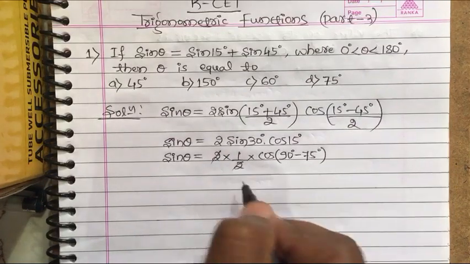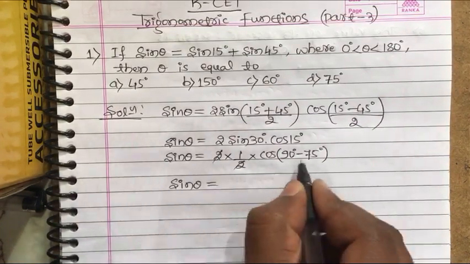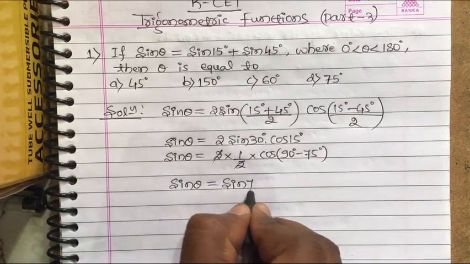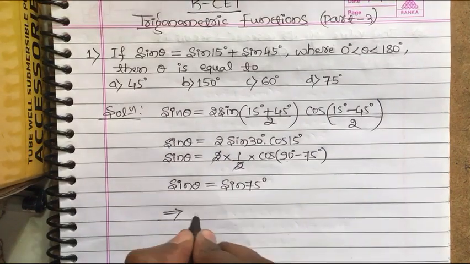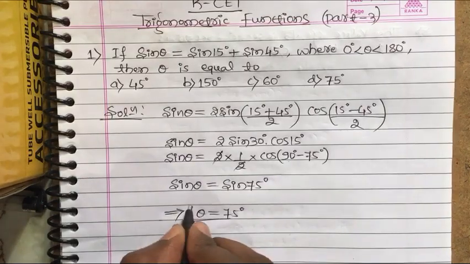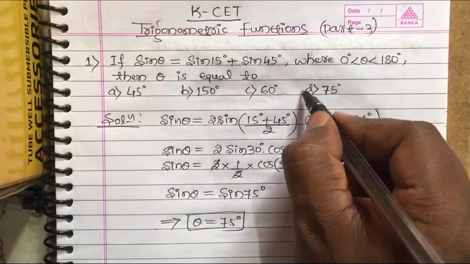So here the 2 cancels. Sin theta equals cos of 90 minus A, which will be sin A, that is sin 75 degree. This implies theta equals 75 degrees. So this is the required answer. Therefore the correct answer is option D.